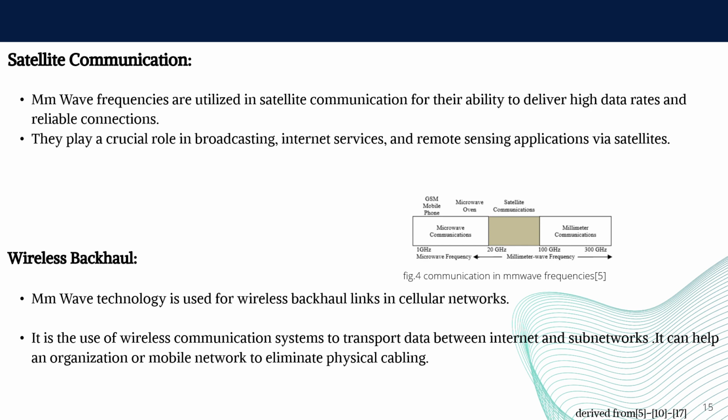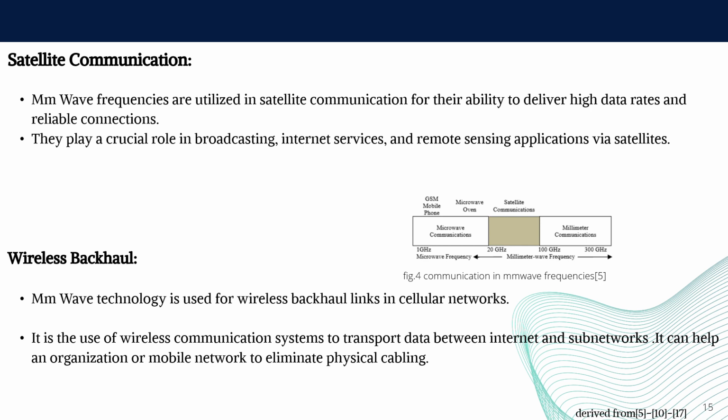Next one is satellite communication. Moving to satellite communication, the millimeter waves are widely used because they can transmit a large amount of data at the same time. The millimeter wave frequencies are utilized in satellite communication for their ability to deliver high data rates and reliable connections. They play a crucial role in broadcasting, which means high-speed internet connection, internet services, and remote sensing applications via satellite.